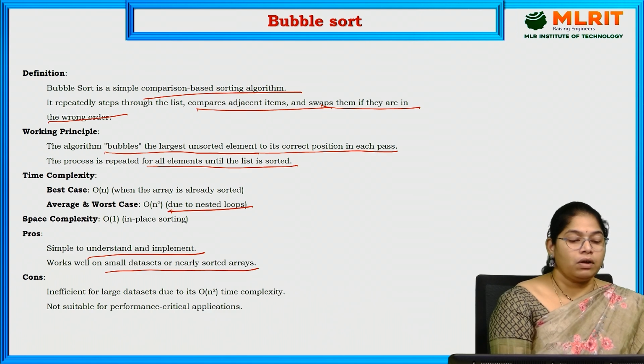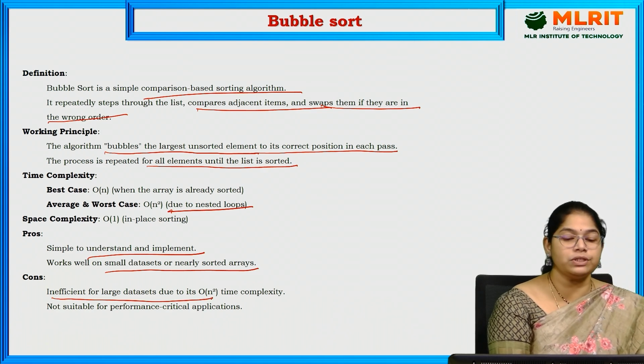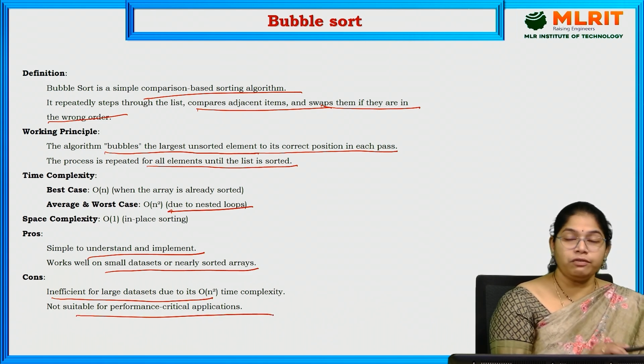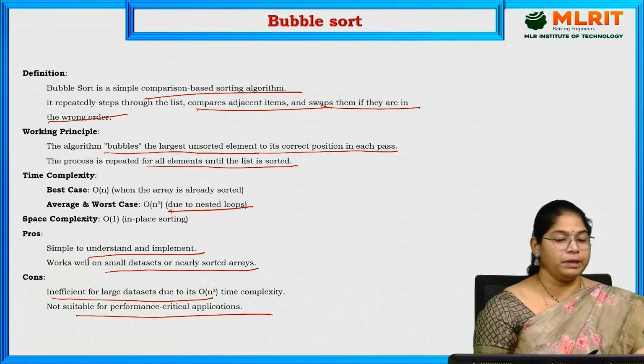Then cons: it is inefficient for larger data sets due to its time complexity, because the time complexity of this is order of n square. It is not suitable for performance-critical applications.